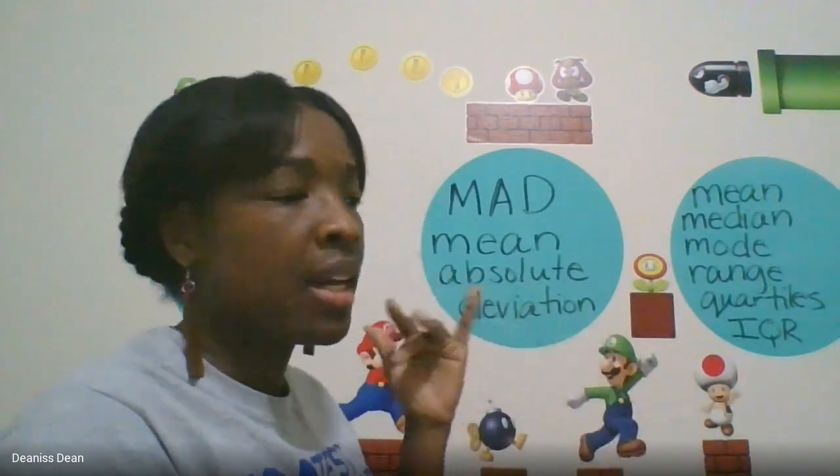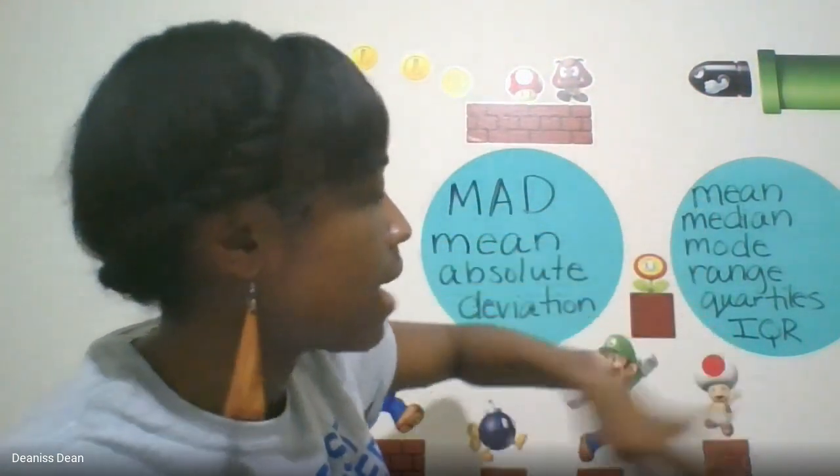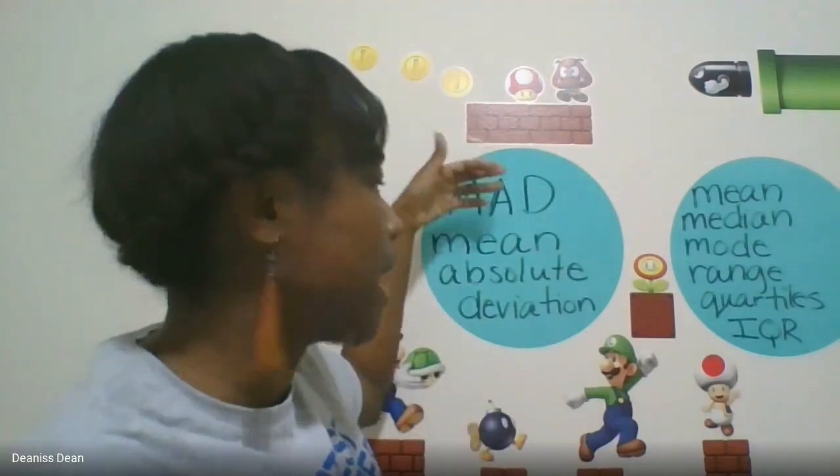Okay, so y'all, our lesson for today is something new. You haven't seen this before, potentially. It's called mean absolute deviation. But the other days we did mean, median, mode, range, the quartiles, the IQR, all that stuff. We did that the other day. It was kind of a review of what you did in school, right? So today we're going to do mean absolute deviation.